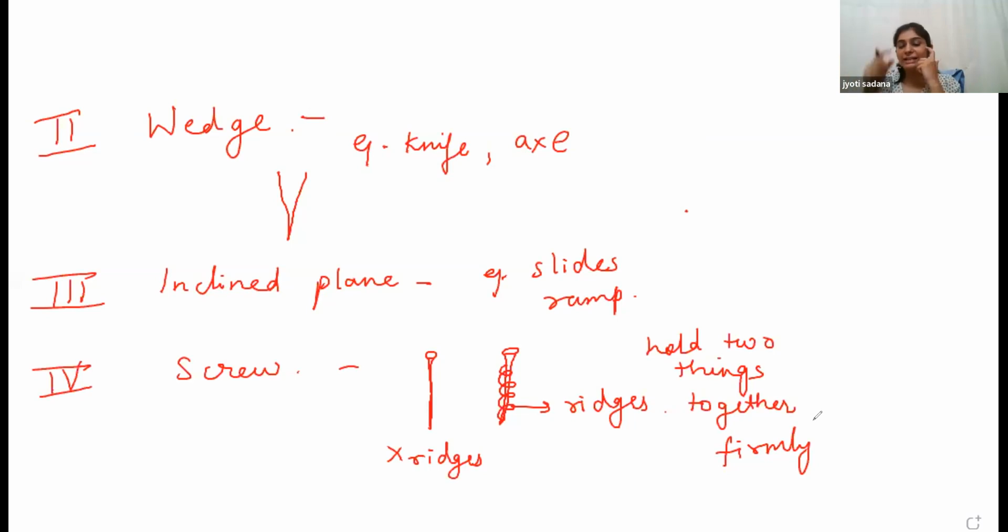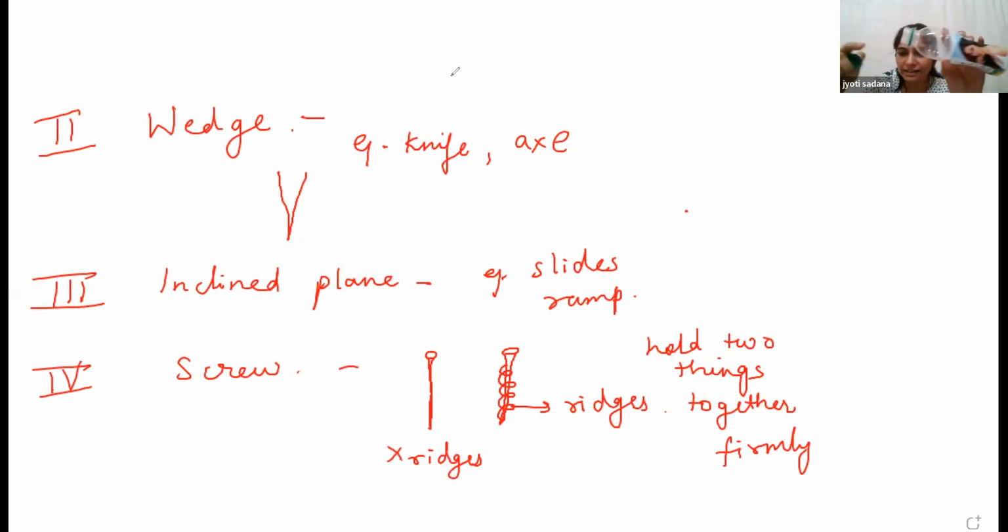The first difference is that the nail does not have ridges, whereas the screw has ridges. With ridges, the screw has more benefit, that it can hold the two things together firmly. That is the purpose of a screw. Is that clear? Now see, this is a bottle in my hand. Everyone can see that. Now I'm opening this bottle. Can you see that? How I'm opening and closing?